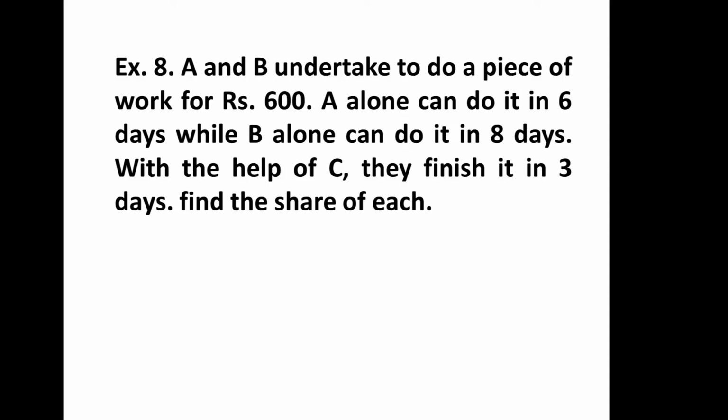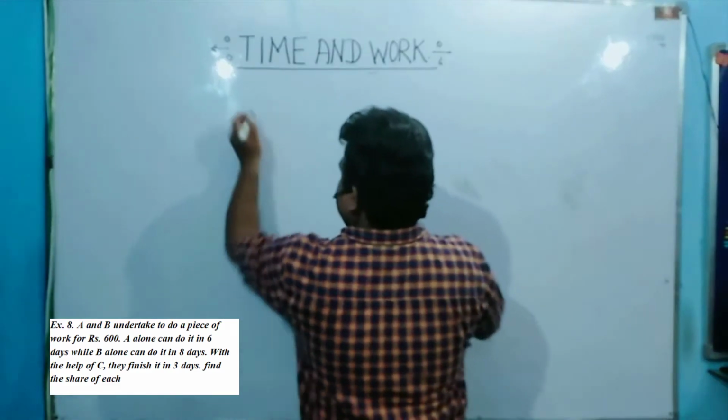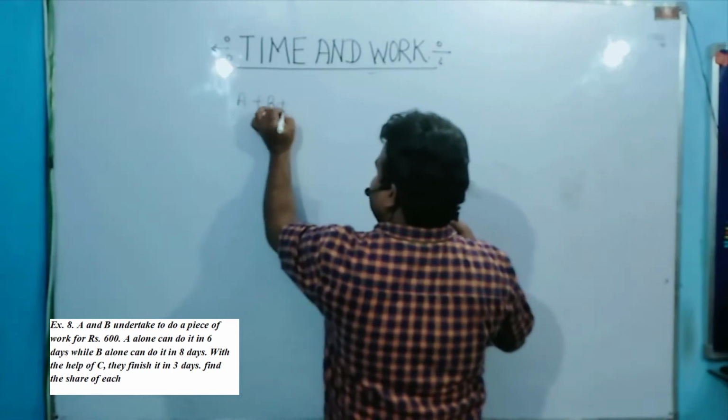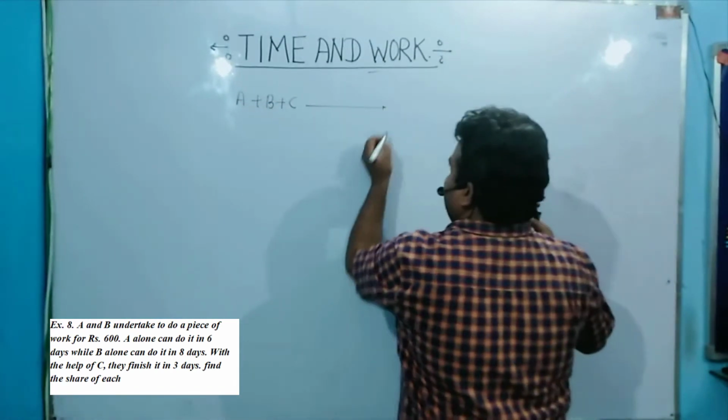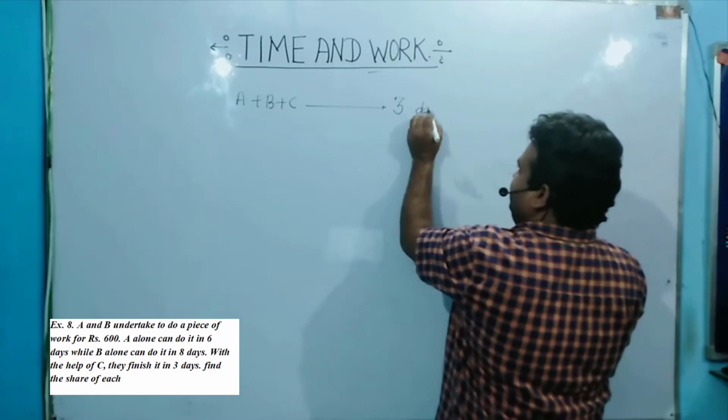Now, look at the screen. A and B undertake to do a piece of work for rupees 600. A alone can do it in 6 days, while B alone can do it in 8 days. With the help of C, they finish it in 3 days. Find the share of each. So what is mentioned? A plus B plus C, all working together, can complete the entire work in 3 days.